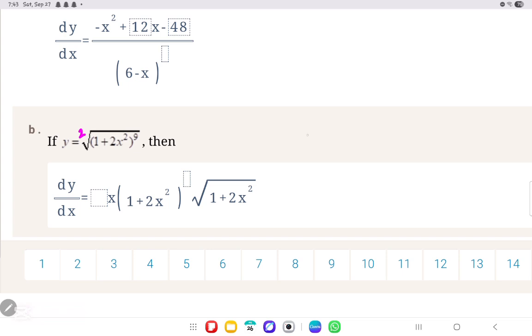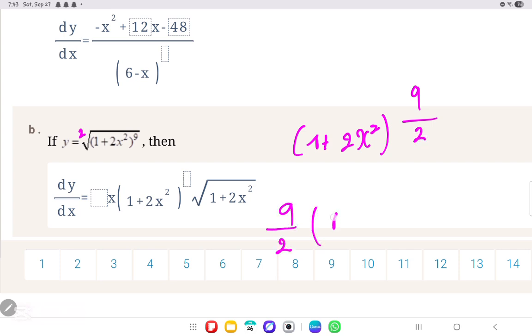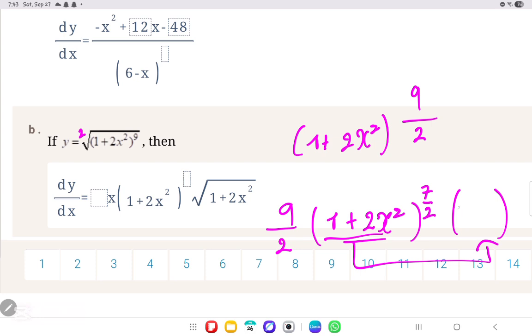So it's going to be what? It's going to be 1 plus 2x squared to the power of inside over outside. Right? So it's going to be 9 over 2 times 1 plus 2x squared to the power of what? To the power of 9 over 2 minus 1. That's going to be 7 over 2. And we don't forget to multiply by what? By the derivative of the inside, which is what? Which is 4x. Perfect. Now, if we simplify it, it's going to be 4x times 9 over 2. That's going to be 18x.